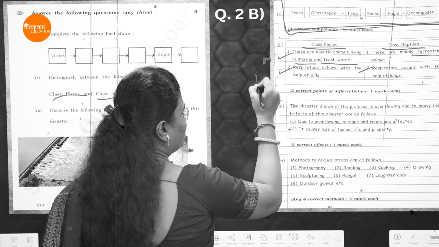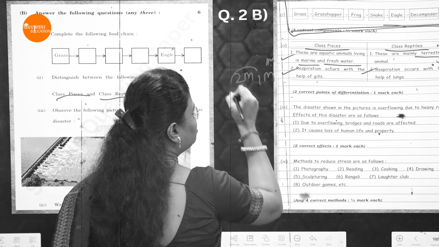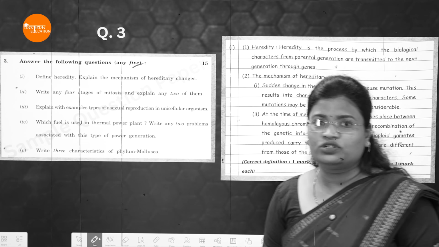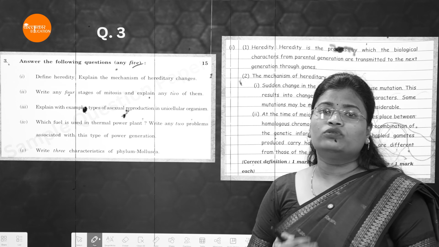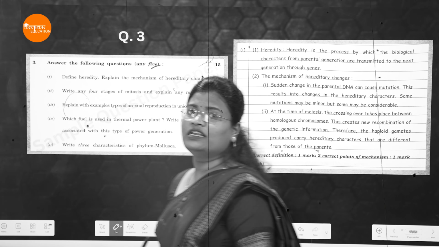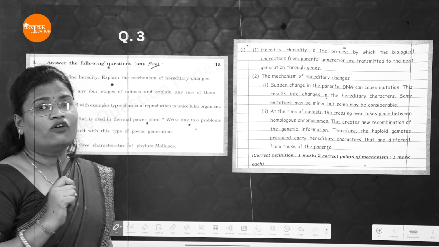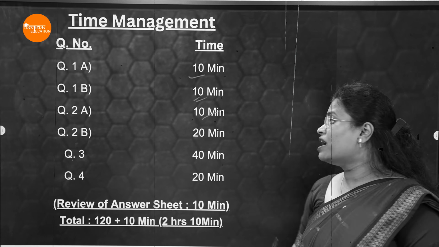For this point you will get 1 mark. So 1 mark here and 1 mark here, you will get 2 marks for this question. First of all, student, you have to read the question very carefully and think how you are going to frame the answer. Writing the answer is not difficult, but the framing of the answer is very important. Question number 3 is the major question for 15 marks.